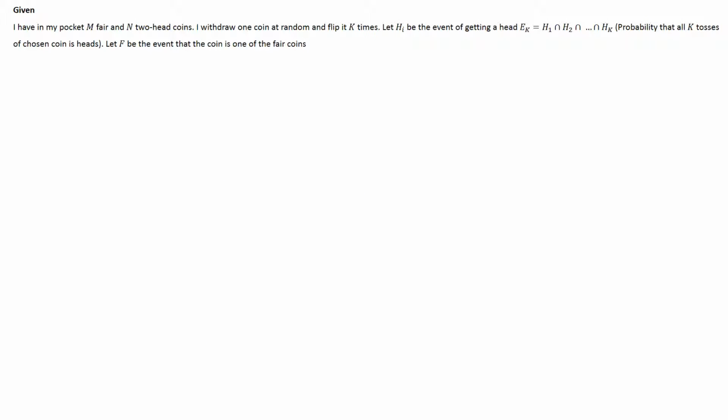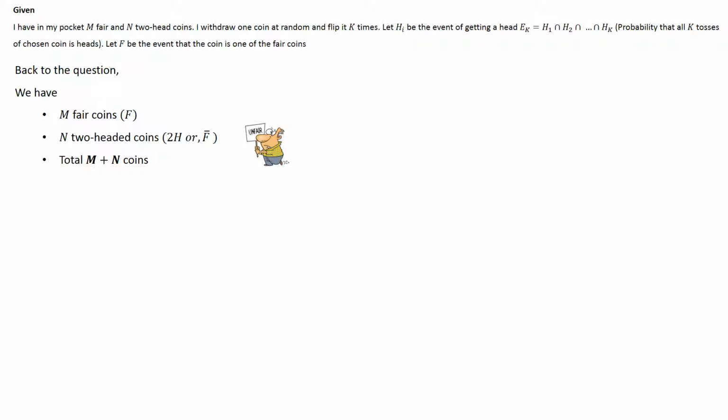We go back to the original question. We have M fair coins, which we denote by F, and N two-headed coins, which is denoted by 2H, or simply F complement. The total number of coins will be M plus N. We randomly pick one coin of the total, as can be seen in the tree diagram. The probability of choosing the fair coin will be M divided by the total number of coins, and the probability of choosing a two-headed coin is N divided by the total number of coins.